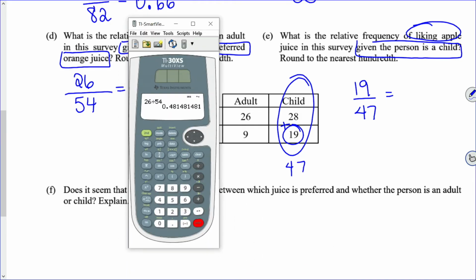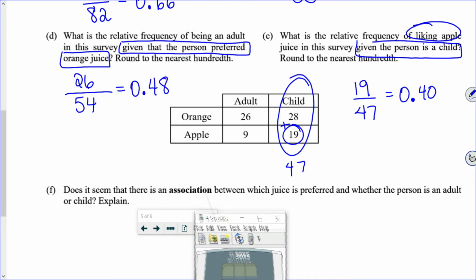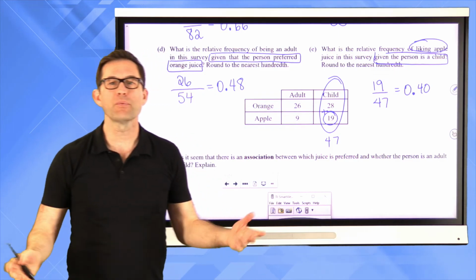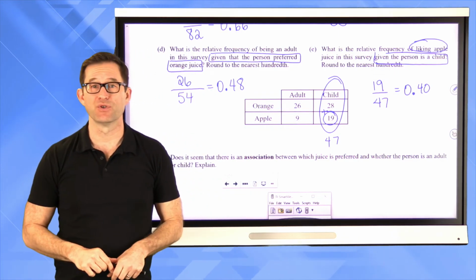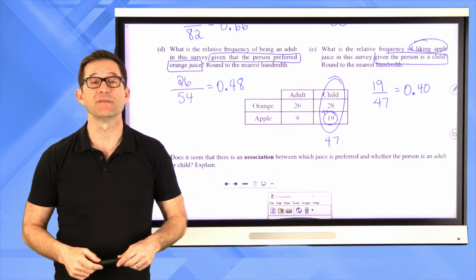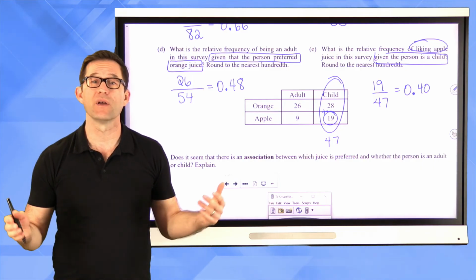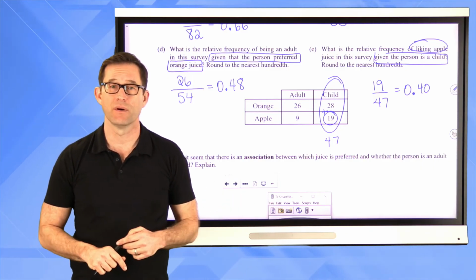And let's take a look. 19 divided by 47, and that will be 0.40 rounded to the nearest hundredth. All right, so 40% of all children chose apple juice. Now, side note, that means that 60% of all children must have chosen orange juice.